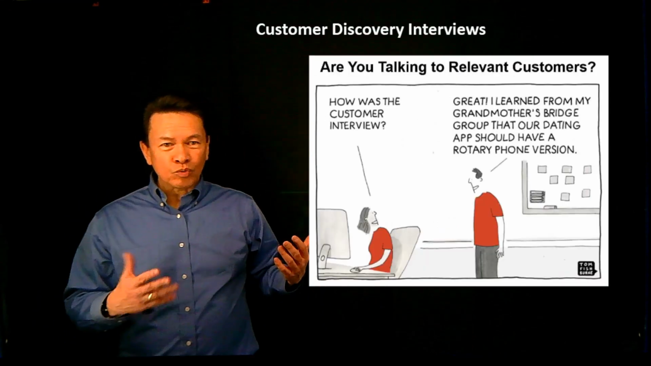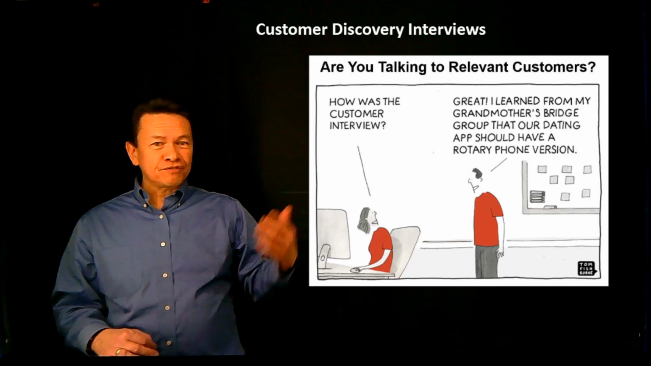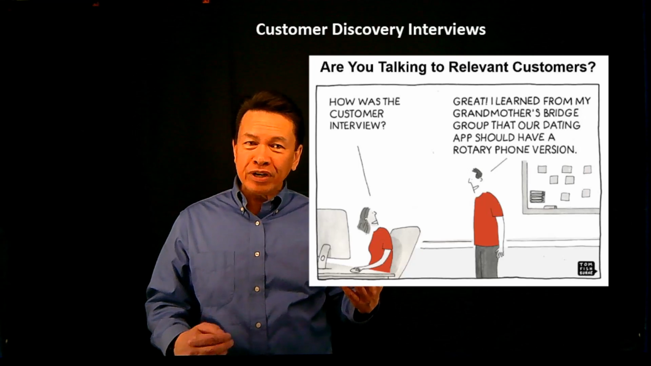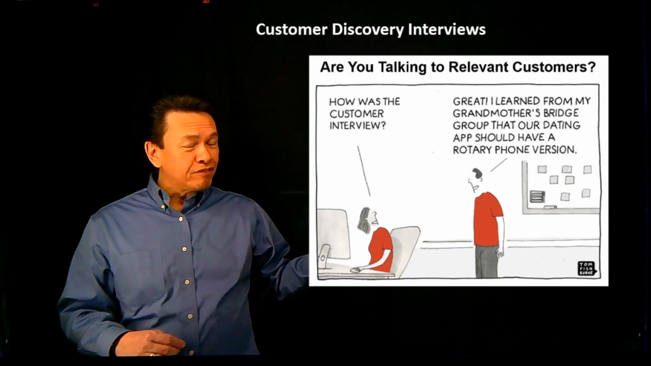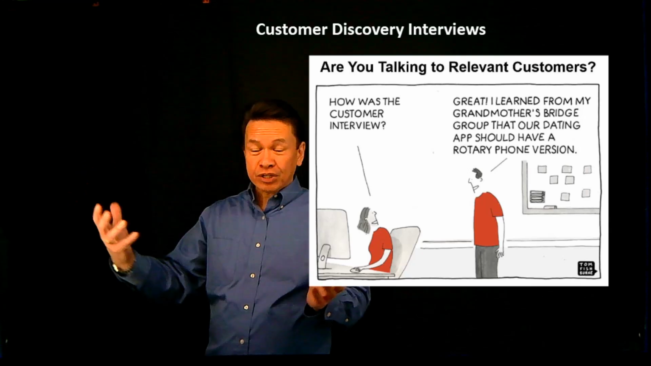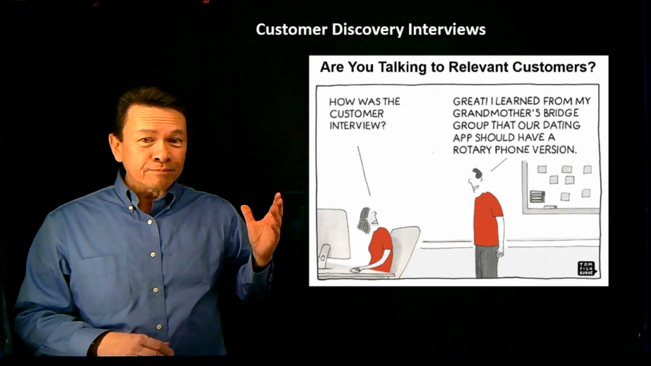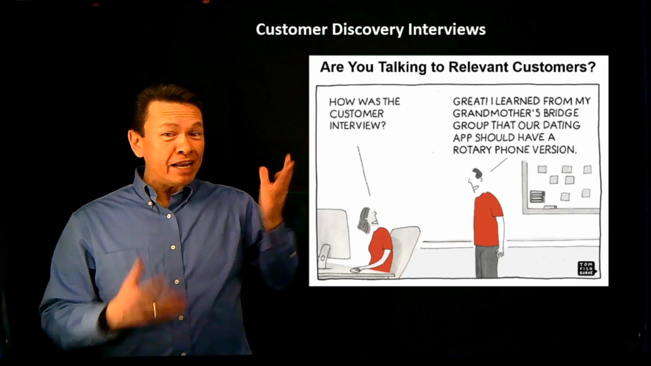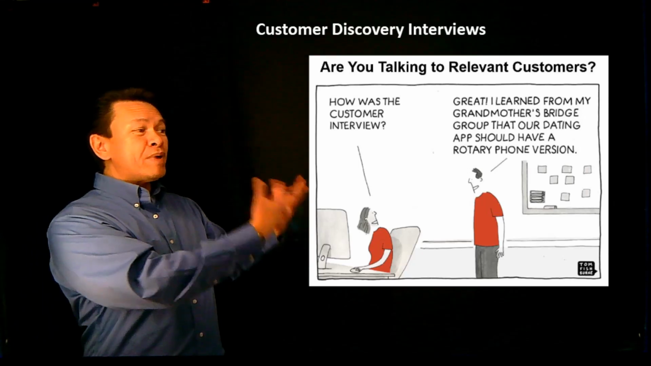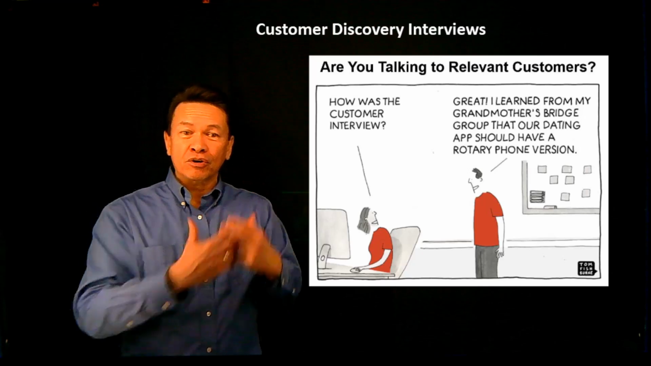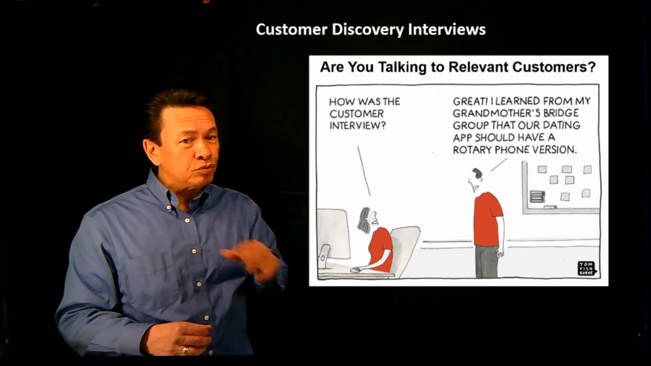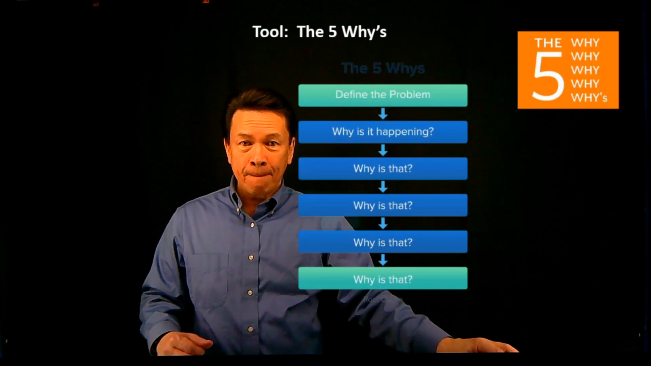Another one. Talk to relevant customers. This is a funny one. How was the customer interview? Great. I learned from my grandmother's bridge group that our dating app should have a rotary phone version, okay? So assuming that this person was trying to create a dating app for younger single folks, right? You're going to get information. Anyone you talk to, you will get information. But if you talk to the wrong customer, you may get information that's not appropriate for your customer segment. So make sure you're talking to the customer segments that are relevant to you and your business proposition. Okay?